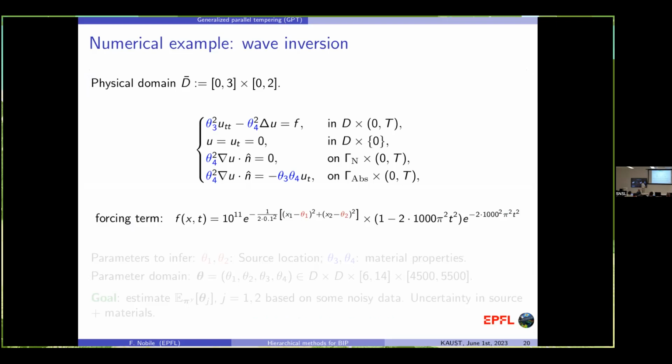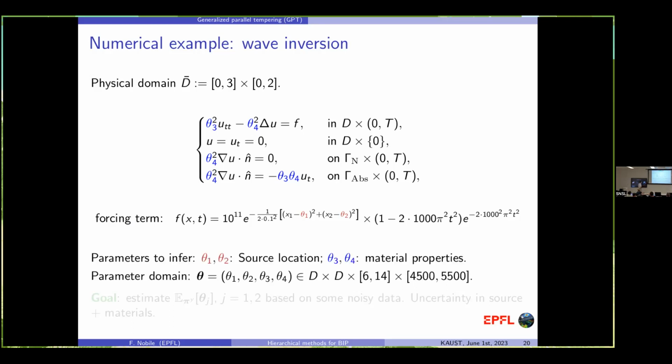So here it is not the elastodynamics, it is just acoustics, a scalar wave equation with two parameters, theta 3 and theta 4, that are the density and the material properties. The forcing term simulates a point source, a concentrated Gaussian in a location theta 1, theta 2, with some dependence in time that is localized around time zero, so it should simulate a sort of an earthquake.